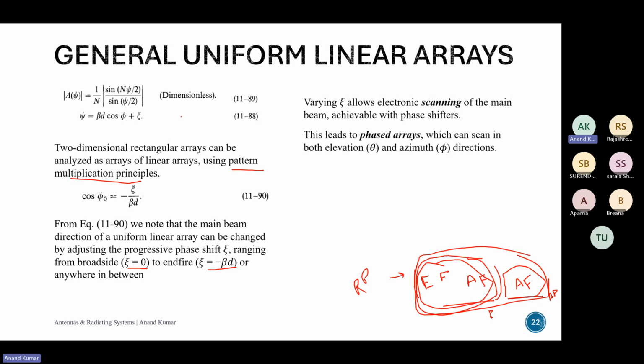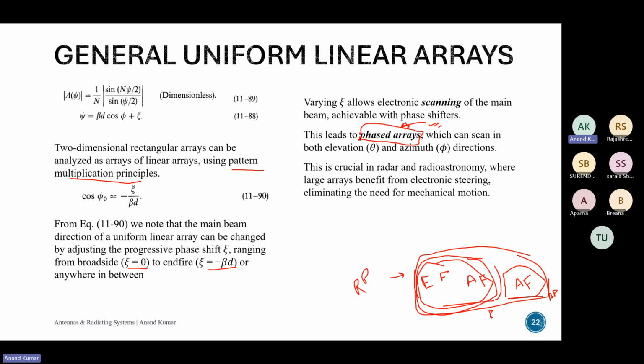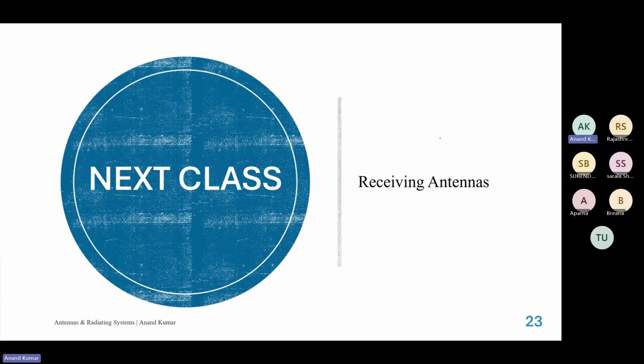And this introduces something known as phased arrays, which we won't be looking at in this class because it's a little advanced for this course. But this particular topic is in itself a subject, so there are textbooks on phased arrays. If you are interested, you can go through them. Phased arrays are very crucial in radars and radio astronomy and other areas. So that's it for this class.